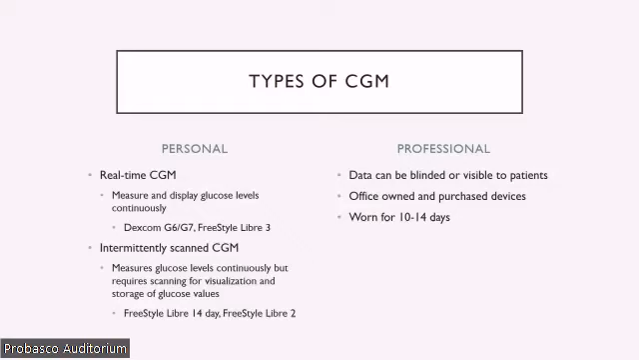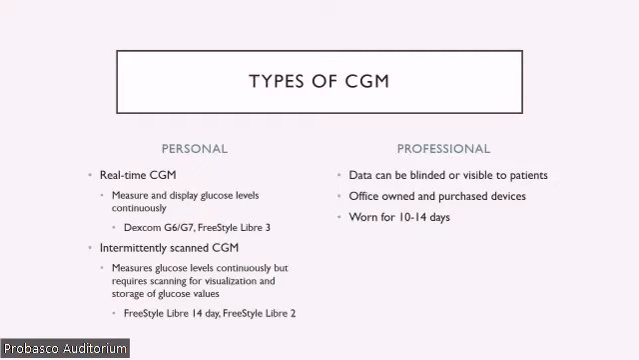So there are 2 types of continuous glucose monitors. There's personal and professional. So personal, there are 2 types of personals, real-time and intermittently scanned. Real-time CGMs automatically update to the receiver or the app on the patient's phone every 5 minutes. So that person is getting a new blood glucose reading every 5 minutes, whether or not they want it, it comes.